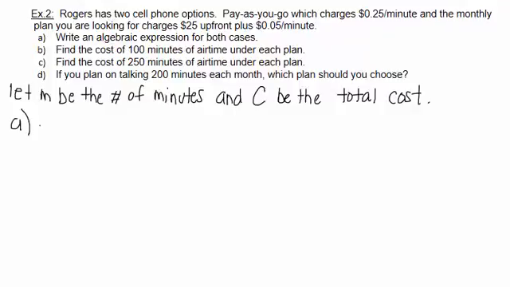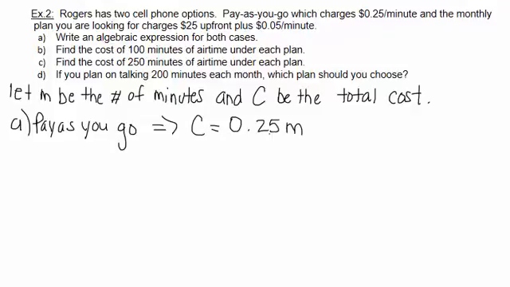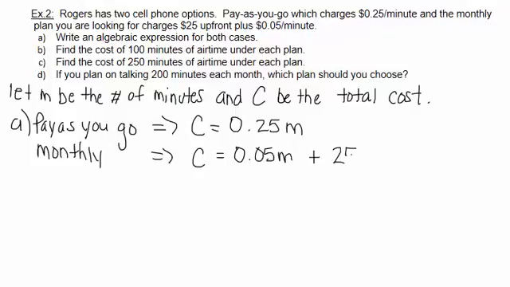So part A, pay as you go. So the cost is equal to 25 cents a minute. The monthly plan cost is equal to 5 cents a minute plus a $25 upfront cost. And there are our two equations for both of the scenarios. So part B asks us to find the cost of 100 minutes under each plan.